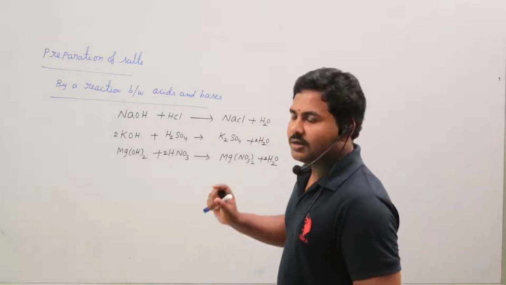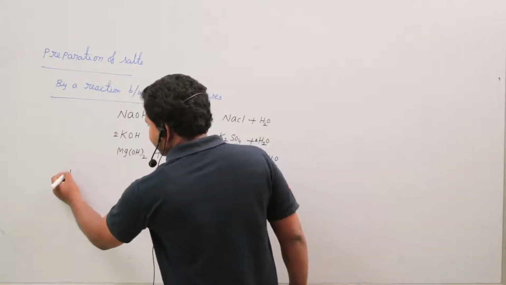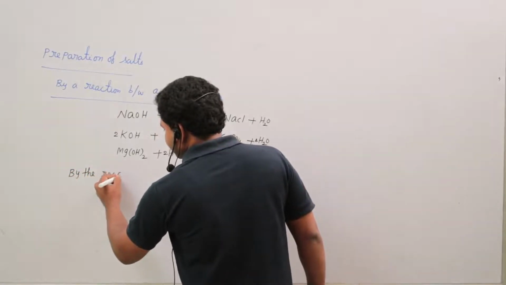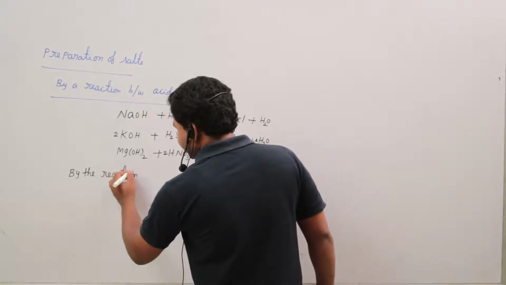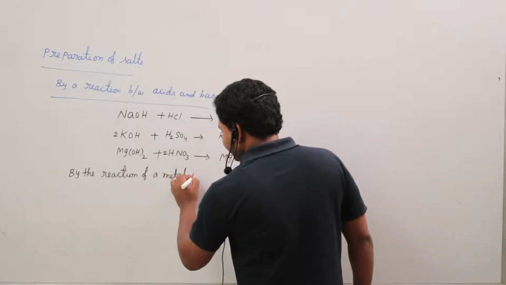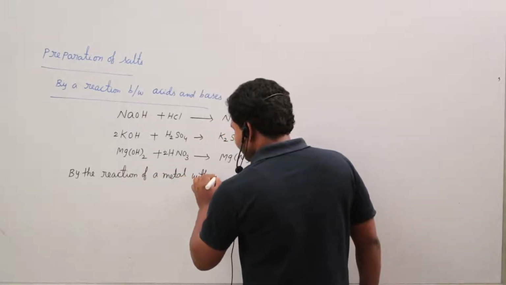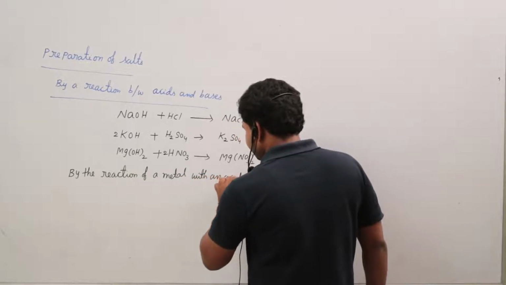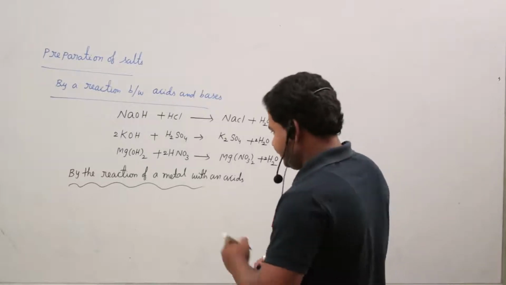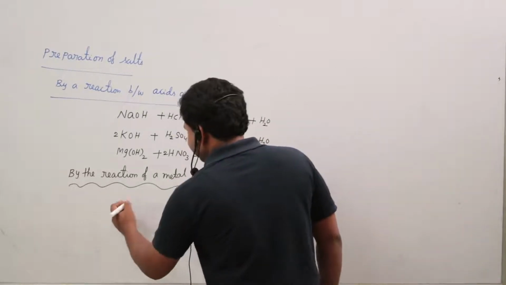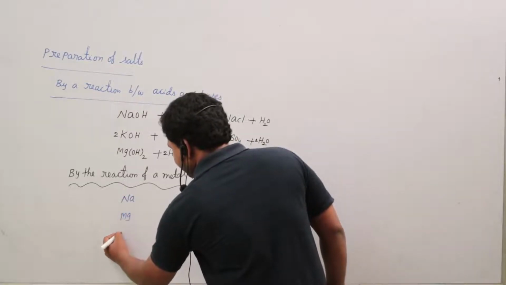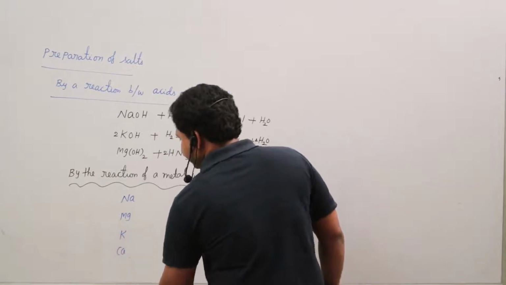And the next one, by the reaction of a metal with an acid. Now we can take metals: sodium metal, magnesium metal, potassium, calcium, like that.